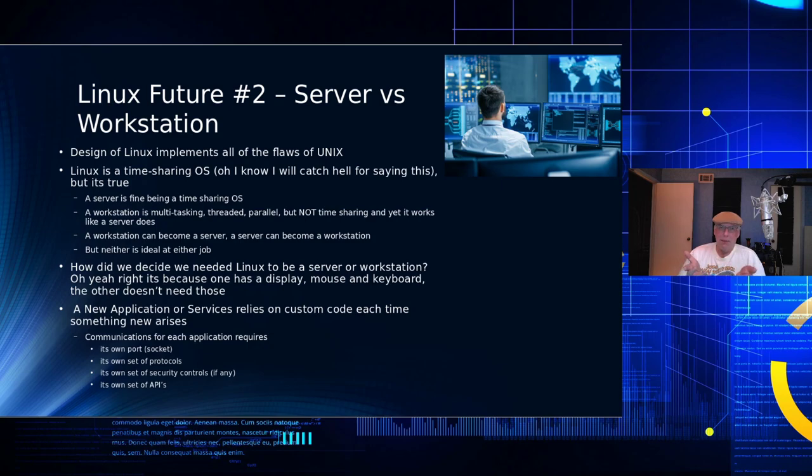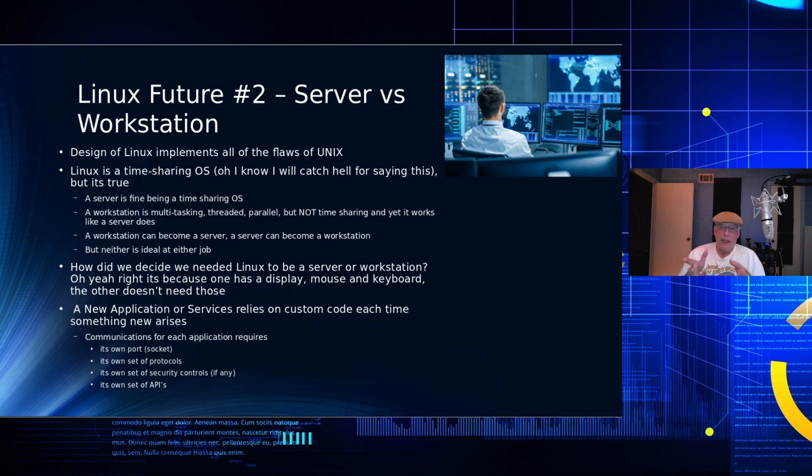How did we decide that we needed Linux to be a server or a workstation? Oh yeah, right. It was because it had a monitor, a keyboard, and a mouse. That's what determined that it was a workstation. But there isn't any difference in the code base inside of the two. There is no differentiation between them. Servers can run user space applications, and workstations can run server-based applications that also run in the user space, but they also run their own protocols. They both can switch off. That, to me, is not good. But I'll explain why a little further on.